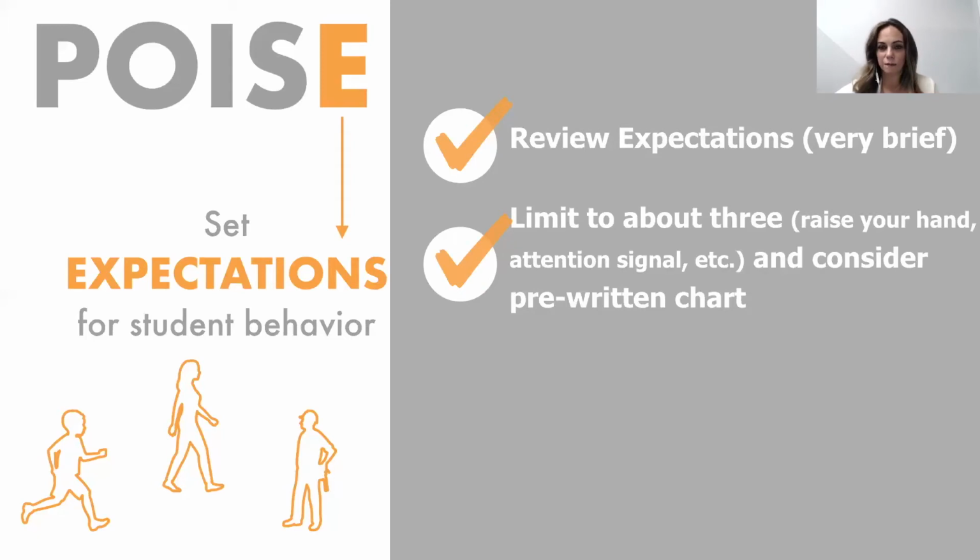Okay, so whatever your attention signal is, a bell, flickering the lights, a hand signal, a countdown, whatever it is, you do what works for you. Just make sure that you communicate to students what it is and what they're expected to do and how they're gonna respond to it. I also recommend doing a pre-written chart. So have a little chart already ready with your 3 rules there and just post it and point to each one and quickly go over it, see if there are any questions.